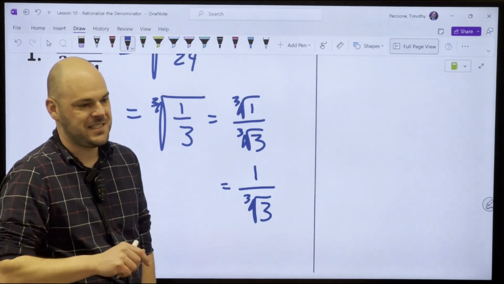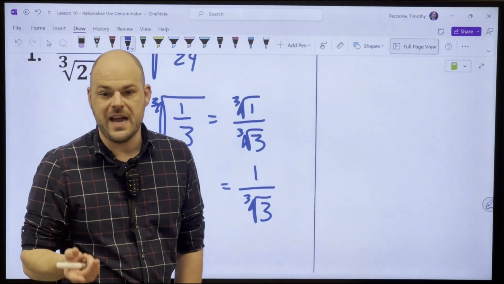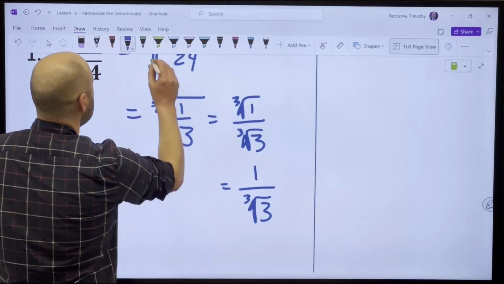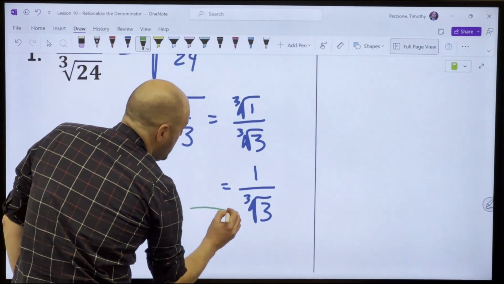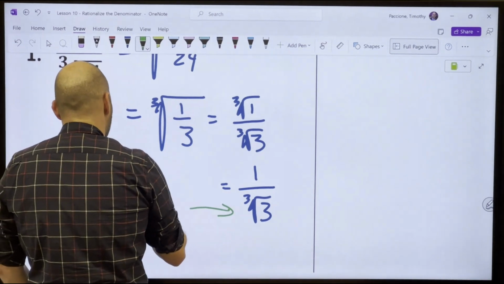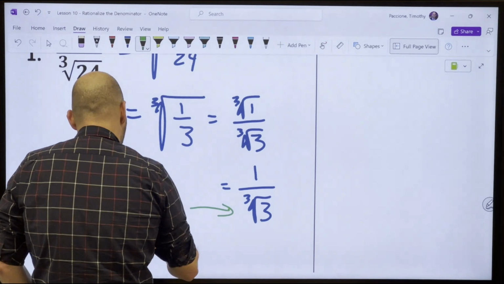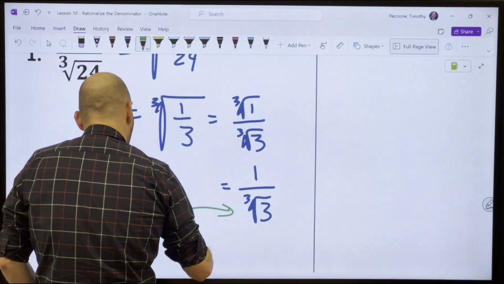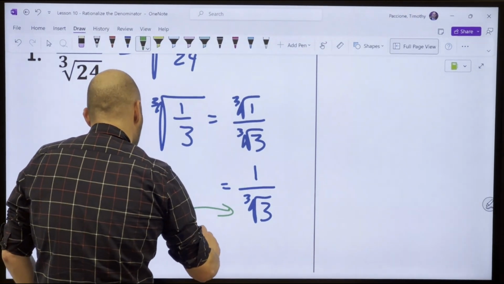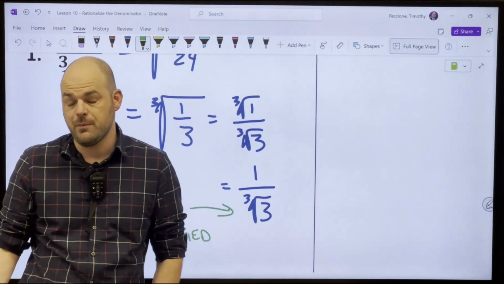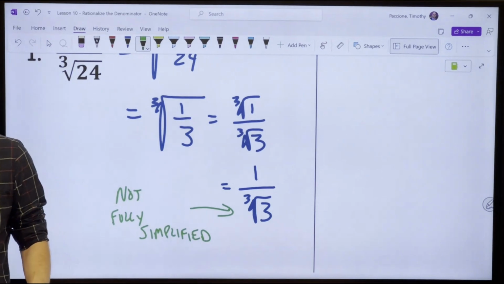No, because our denominator has an irrational number in it. And we'll talk about how to get rid of that. So far, all I want you to know is this is not fully simplified. And we'll come back to it. We would want to continue this and rationalize that denominator. Get that radical out of there.